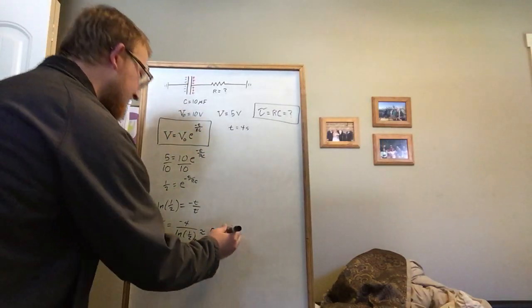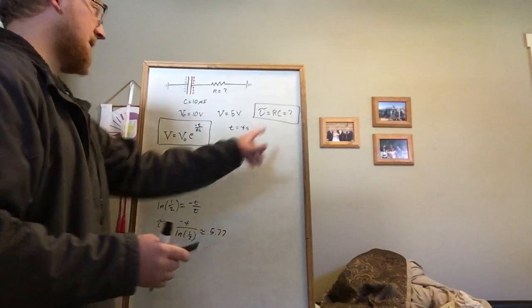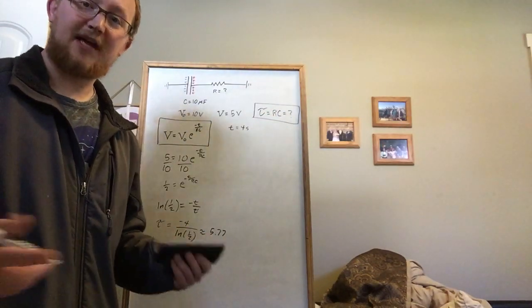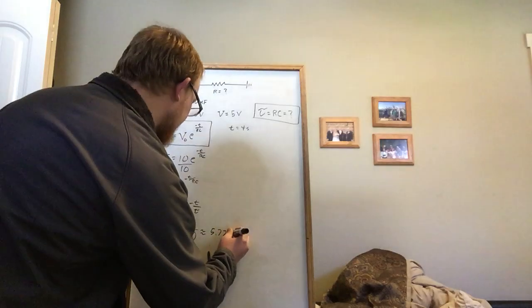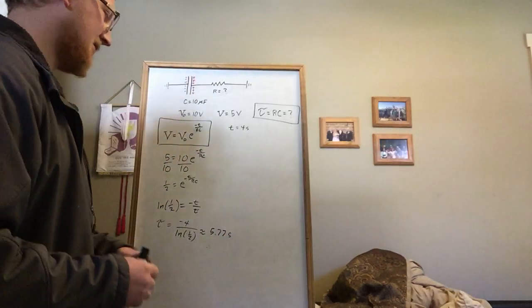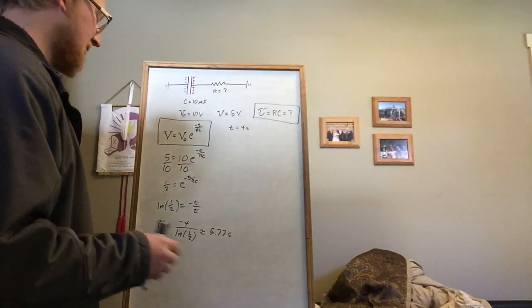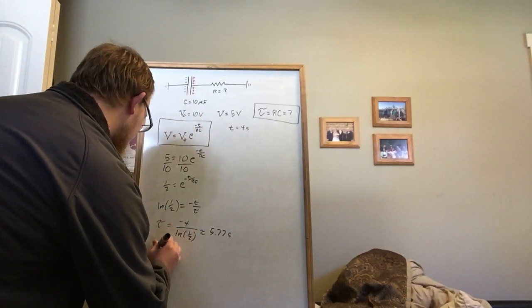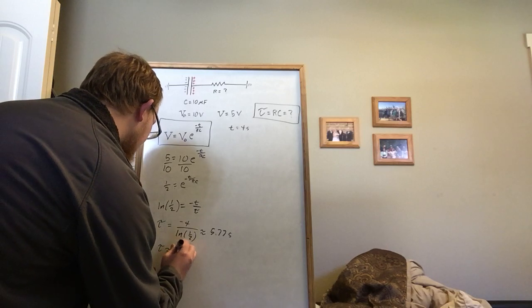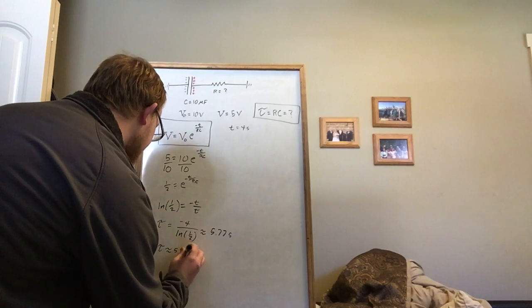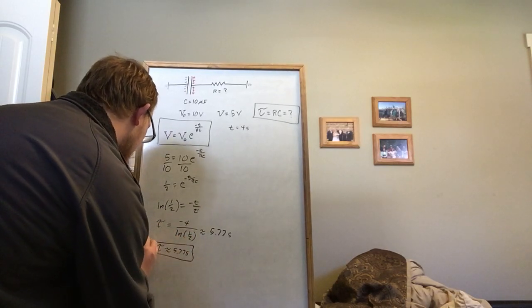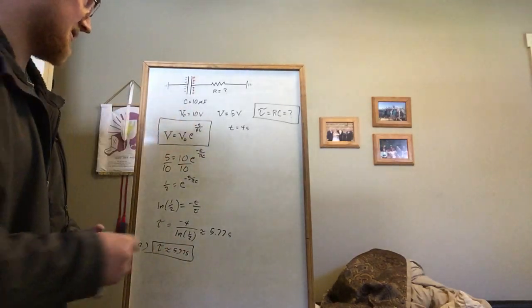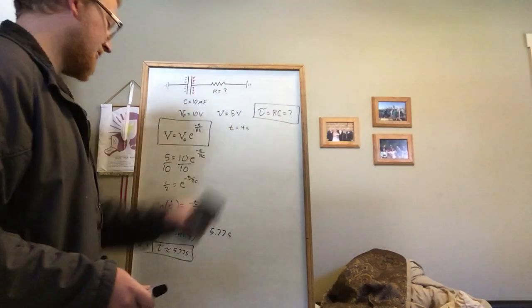5.77. Now the units of tau are going to be ohm farads, because it's R times C. Turns out it cancels out to seconds, so tau is a unit in seconds. And we'll talk about that more in a minute. So here's part A. Tau is approximately 5.77 seconds. There's A.